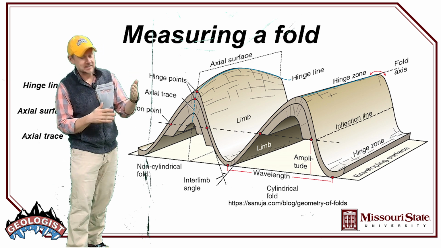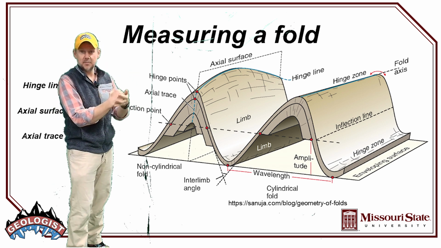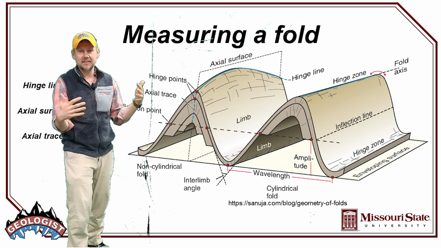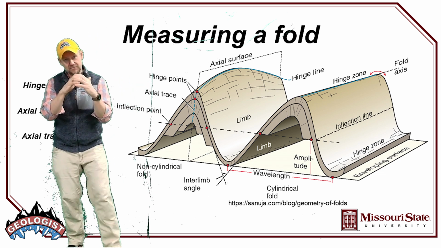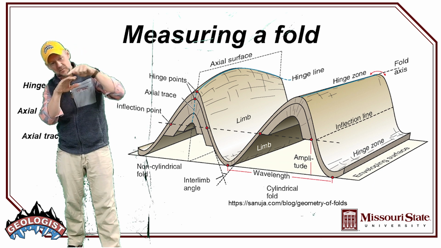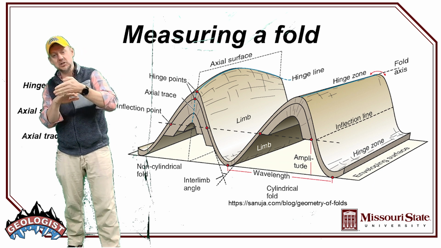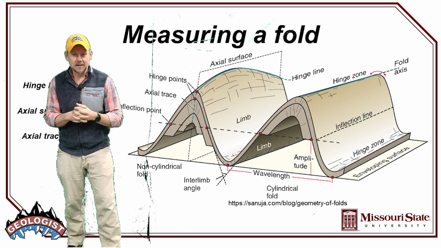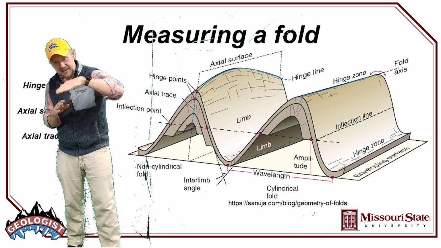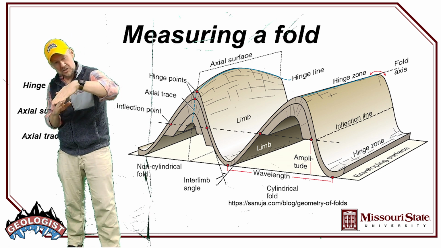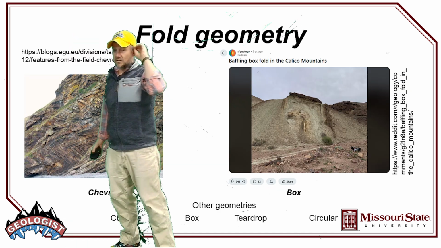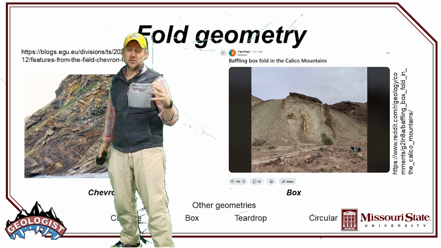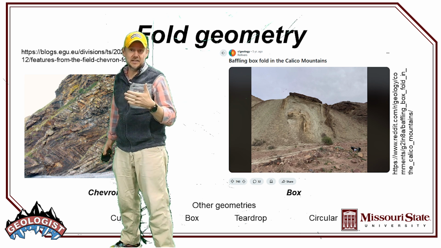And so if we have an axial surface, we can take a strike and dip on that because that is a plane, just like anything else. We can also take an orientation measurement for if we have a fold and it's maybe turned a little bit, we have that axial line, we can take what's called a plunge and trend. Plunge would be the angle that the hinge line is below horizontal, and trend is the direction in which it dips down.